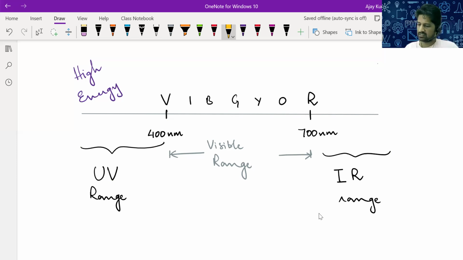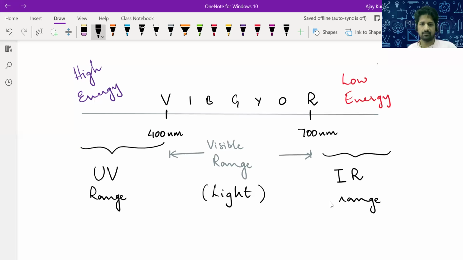Then the other extreme, if you see the infrared range, infrared waves are extremely low energy waves. So these waves, I mean, the visible range and the infrared range, the living cells can bear. So they won't damage the DNA and all. Ultraviolet rays damage DNA. This visible range of electromagnetic radiation is basically what we call light.